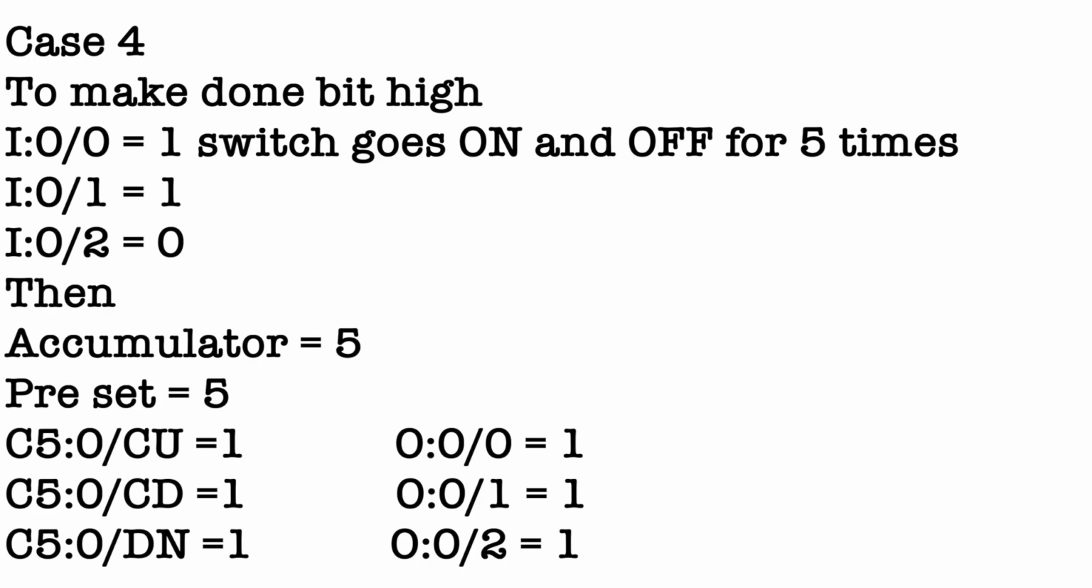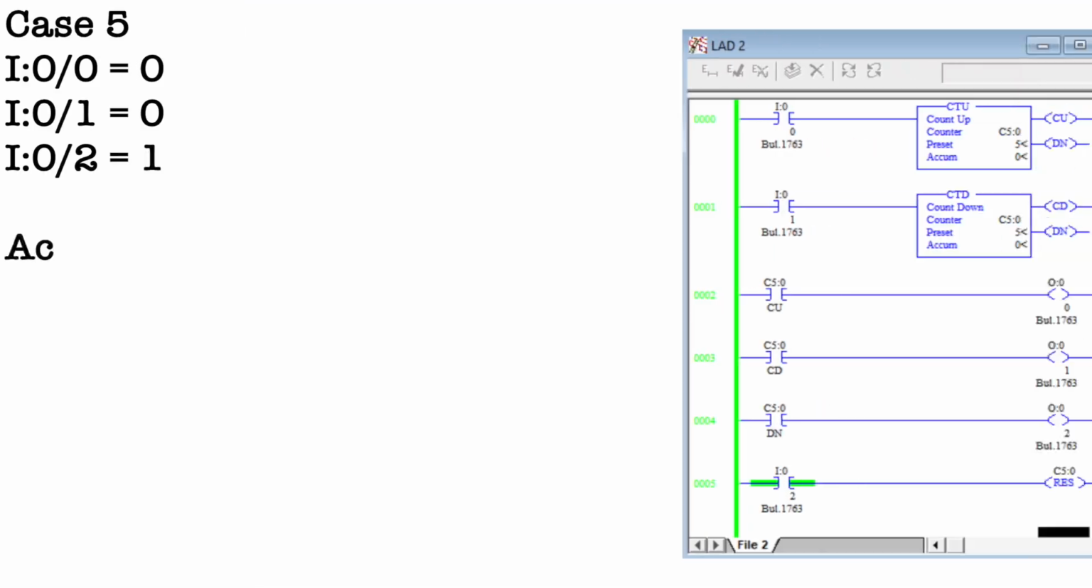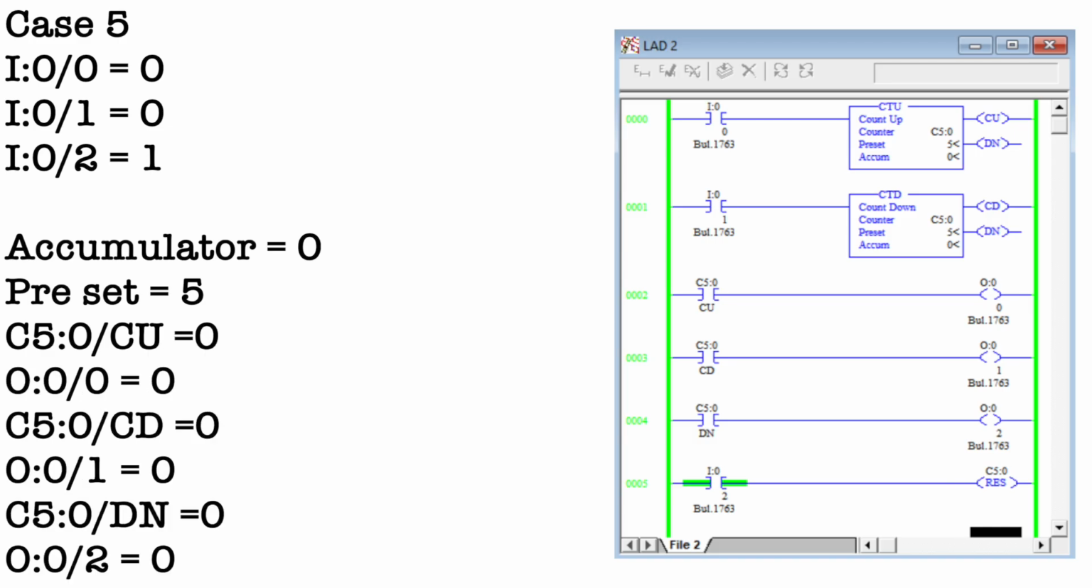So in this case, when all the bits are high, the output connected to all the bits is also high, right? As you see in the diagram, I am changing the state of the first switch 5 times. That's why the done bit is high and the output connected to the done bit is high, right? Let's take another case, that is the fifth one.